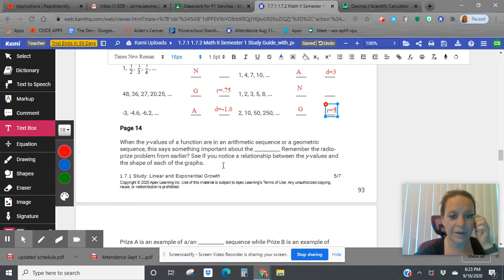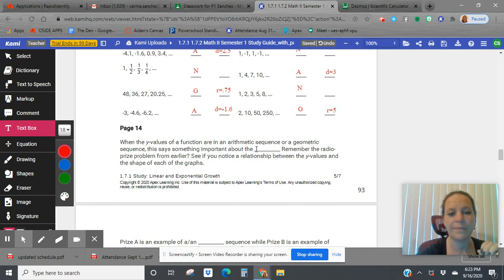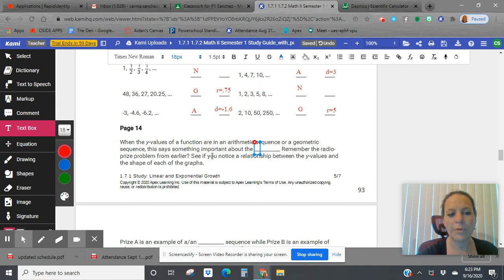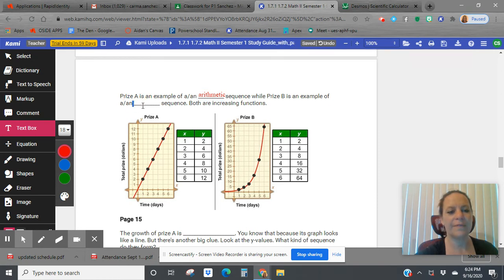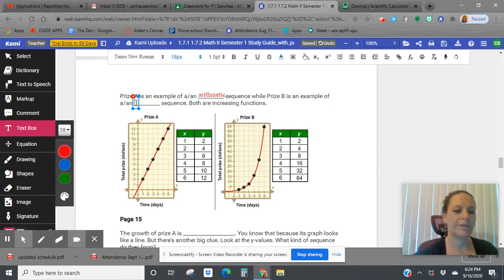When the y values of a function are an arithmetic sequence or a geometric sequence, it says something important about the function. Remember the radio size problem from earlier? See if you notice a relationship between the y values and the shape of each of the graphs. Prize A is an example of an arithmetic sequence. Prize B is an example of a geometric sequence.